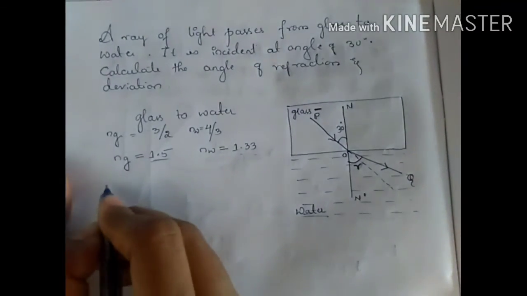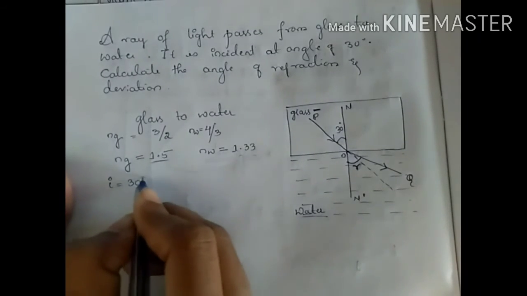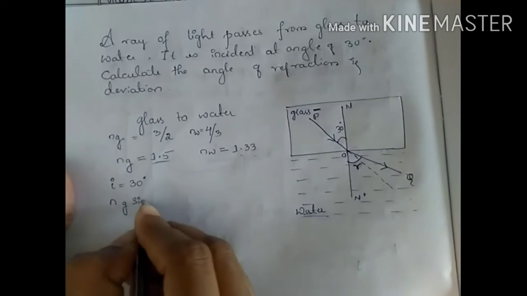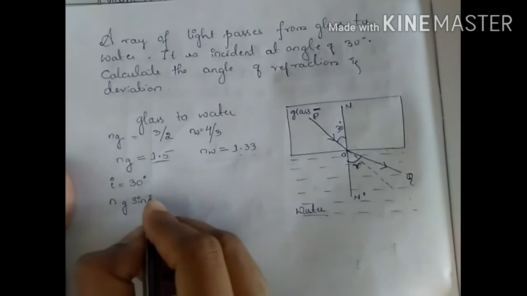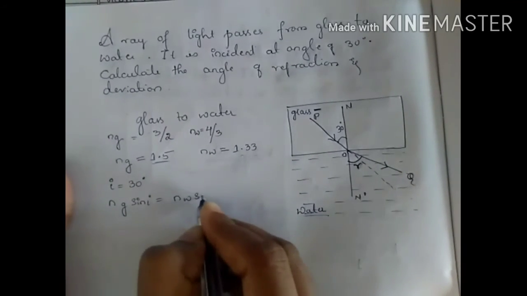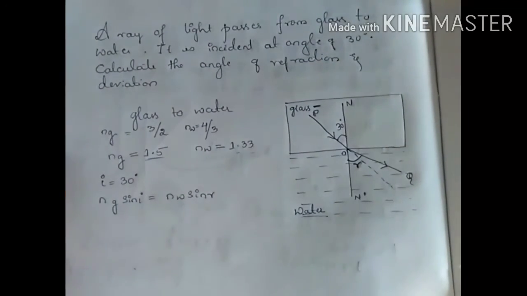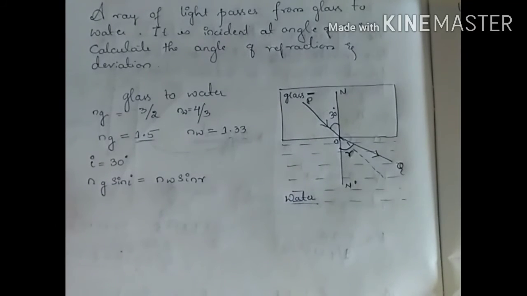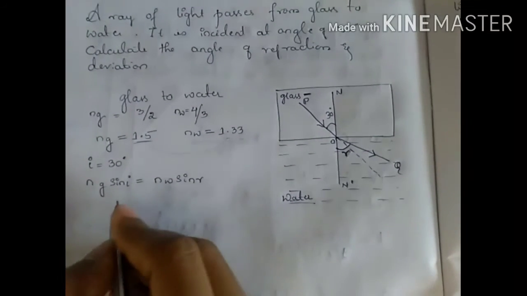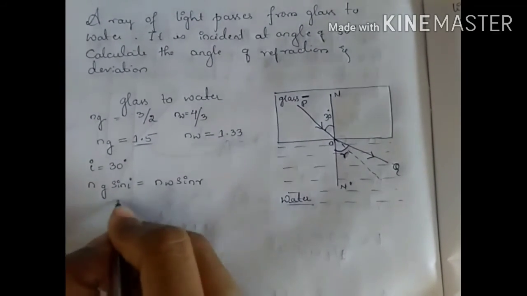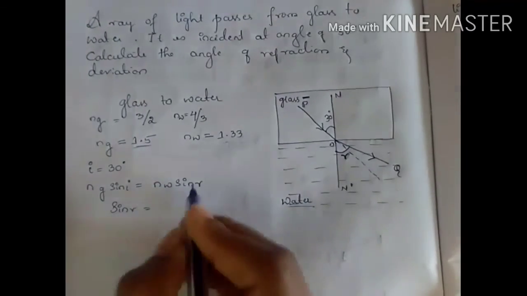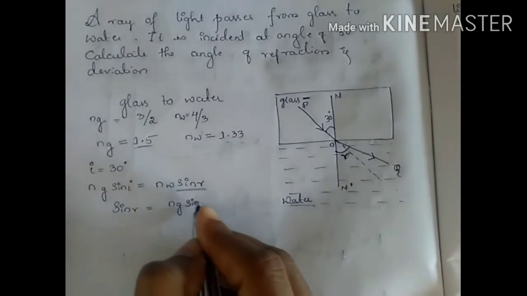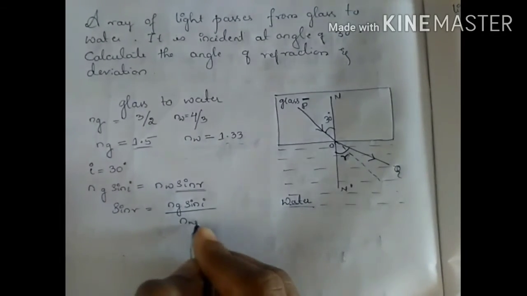So now we have i is equal to 30 degree. So NG sin i is equal to NW sin r. So we know NG, we know NW. What is unknown to us? Sin r. So sin r will be equal to NG sin i by NW.